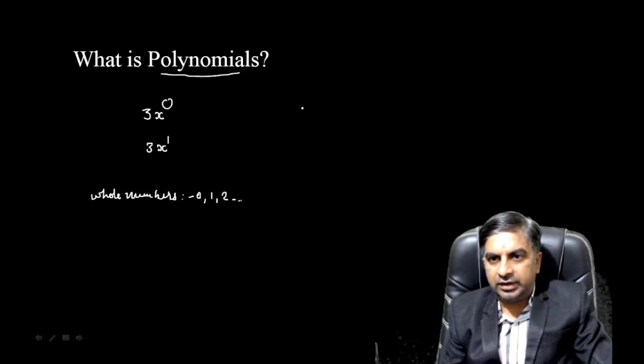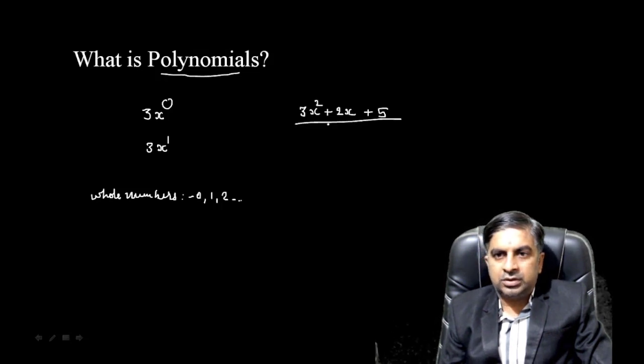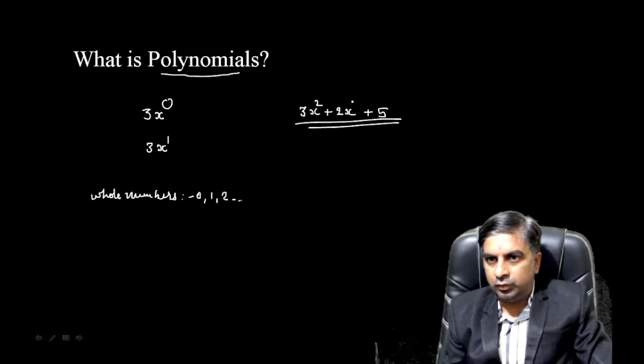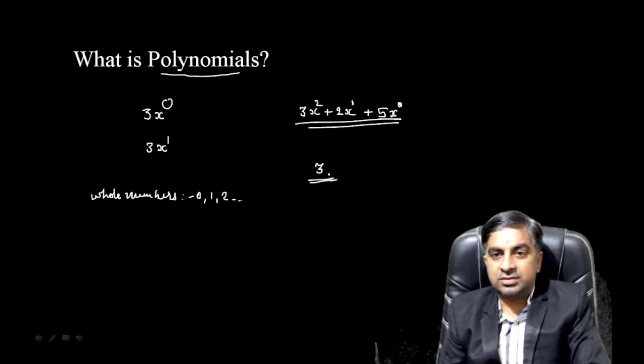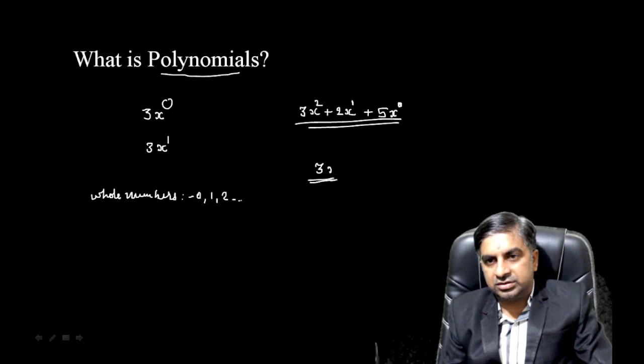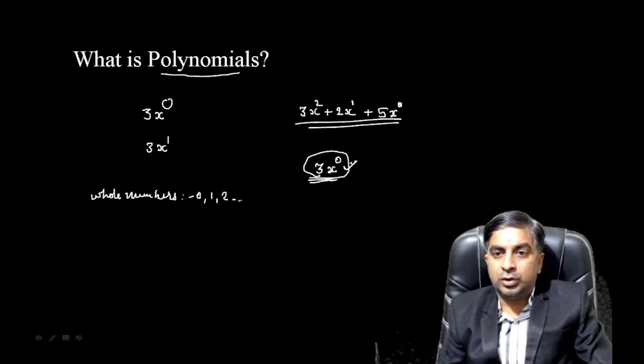So when you have a constant and a variable, let me tell you, 3x square plus 2x plus 5. This is a polynomial. Why? You have a constant and a variable with power 2. Here power 1. Here also, actually this is 5x raised to 0. Anything raised to 0 is 1. So this is also a polynomial. When I say 3, actually this 3 is also a polynomial. This 3 is 3x raised to 0, and we call this a constant polynomial.